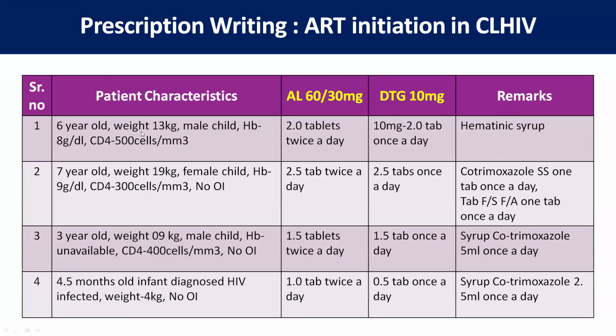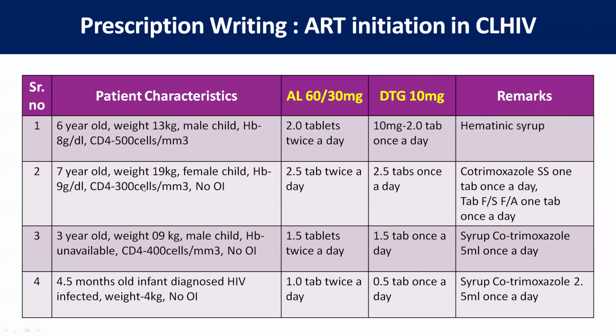So again, a 6-year-old, 13 kg male child, hemoglobin 8 gram, CD4 500. This is the dose regimen. I'm not giving details; you can see the chart and check. But here you see, ALD as he is 6 years, so CD4 of 500 is considered. And then you see the weight is quite low. Hemoglobin is 8, so you need iron syrup. And of course, you should look for the cause of anemia, whether due to HIV, worm infestation, or other causes, nutritional anemia or not, but you have to treat it.